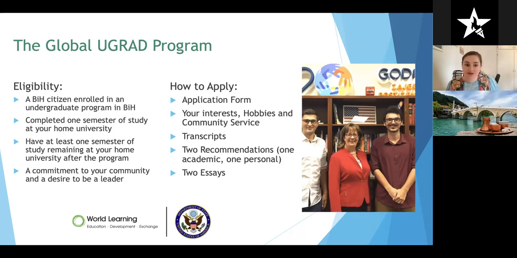At the time of applying, you should be in at least your first semester of your undergraduate program. If you're still in high school, you won't be eligible yet. You need to have one semester finished by the time you go on the program. If this semester is your first semester, you are eligible because by the time the application selection is finished, you will be done with this semester.